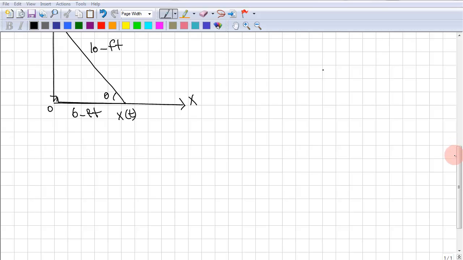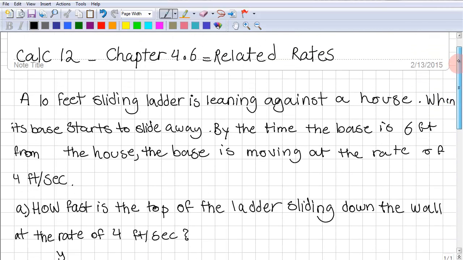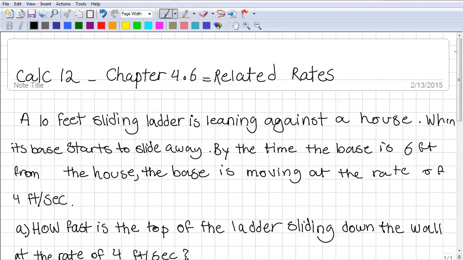This is Calculus 12, Chapter 4.6, Related Rates. A 10-foot sliding ladder is leaning against the house. When its base starts to slide away, by the time the base is 6 feet from the house, the base is moving at the rate of 4 feet per second. How fast is the top of the ladder sliding down the wall?